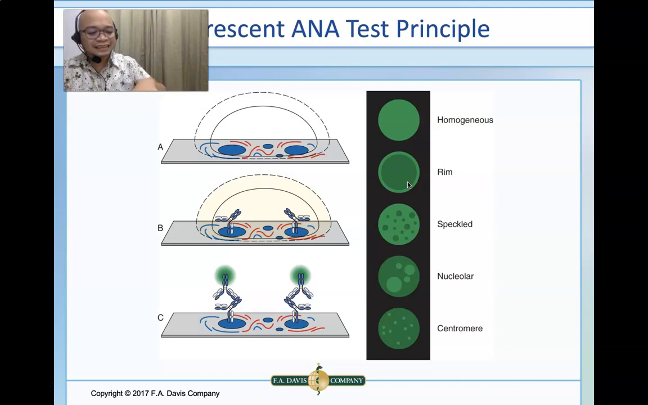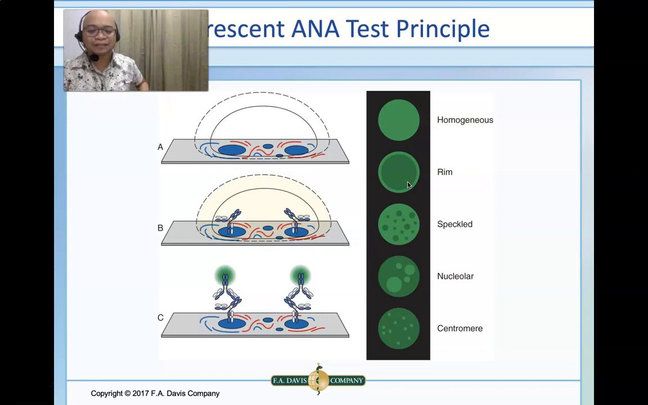The anti-SM and anti-RNP are coarse speckled. So that's how they describe it. Coarse speckled. Okay? So anti-SM is also diagnostic for SLE. Anti-RNP is not really specific for SLE because other autoimmune diseases such as mixed connective tissue disease, MCTD, may also yield a positive result for this.